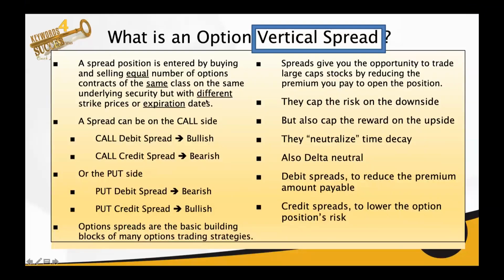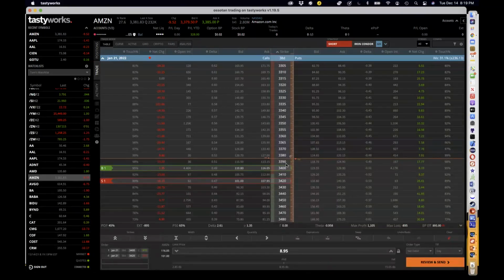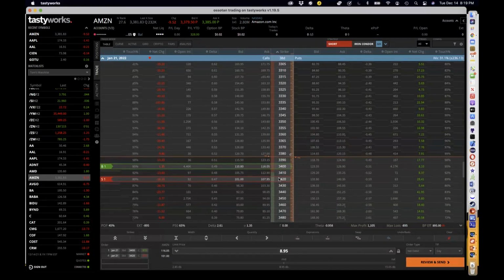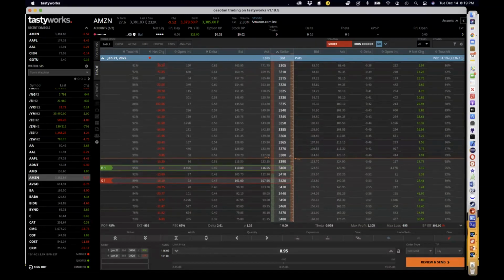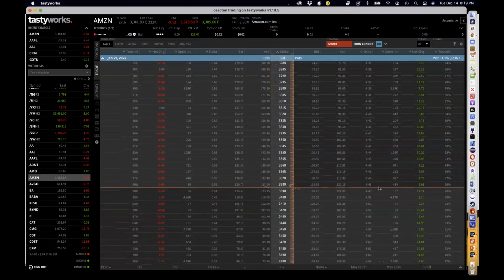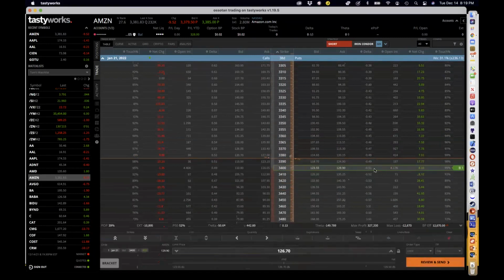So that's what I'm saying here. A spread, basically, you're buying and selling on the same expiration, the same underlying, just different strike price. You can do it on the put or the call side. If I go on the put side, let's say I am bearish on Amazon, I can look for the 50 delta, which is over here, buy the 50 delta, and then sell two or three strikes outside of that. And then this will be my put option here for Amazon.